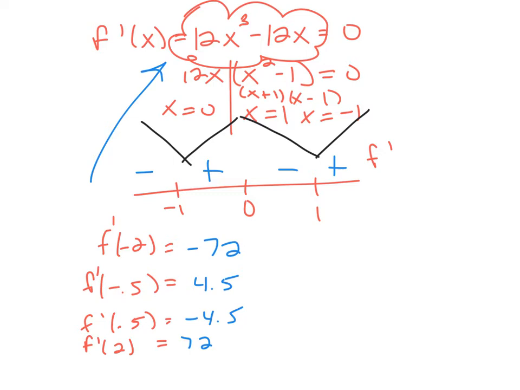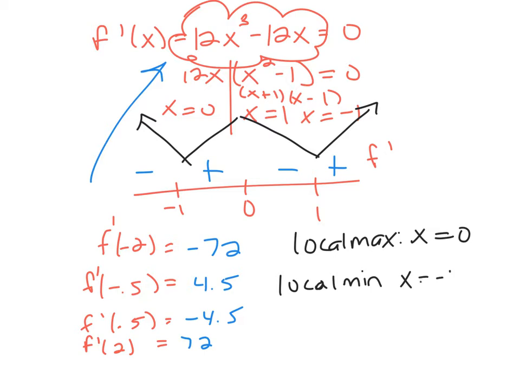So the question asked, use the first derivative test to determine local extrema. So I would have a local max, which is the same thing as relative max, by the way. I would have a local max at 0. Remember, this is going on to infinity because this interval is not closed, so it's just at 0. And then I would have a local min at x equals negative 1 and at x equals 1. And that's that.